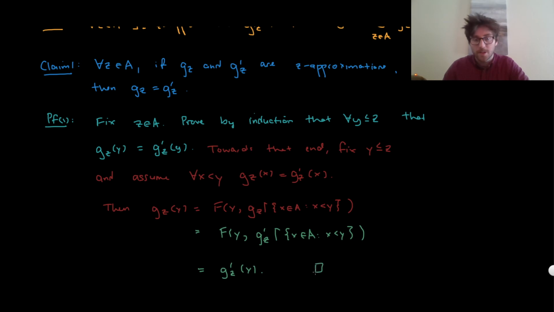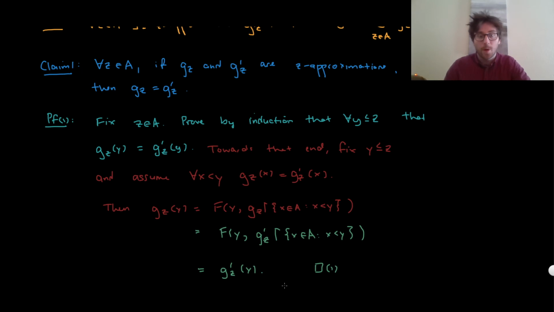But that's what we wanted to show, right? We wanted to show that if we had two z approximations, they're the same. So what we did was argue by induction on every single value less than or equal to z that this was true. And this was exactly what we needed to prove in order to get the induction to go through. We fix some y less than or equal to z, and assume that it was true for all x less than y.